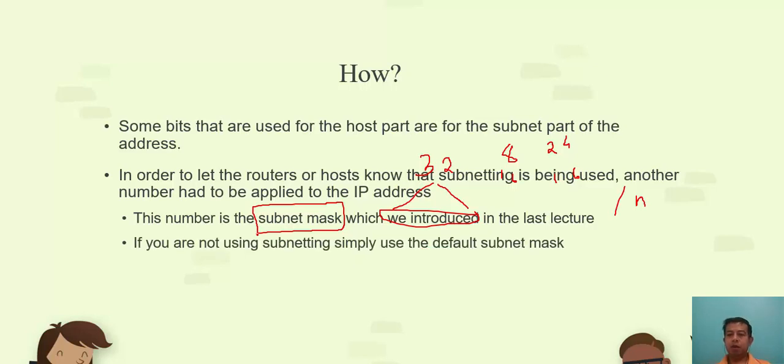Now if you do not want to create subnets, if you want to leave the network as it is, you simply buy an IP address, connect the hosts and create one single network, without subnetting. But because you cannot use an IP address without a subnet mask, you have to give a subnet mask. So in case you do not want to create subnets, you simply use the default subnet masks. Remember, there are certain default subnet masks, and whenever you use the default subnet mask, it means that you are not creating any subnets. But when you create subnets, your subnet mask changes. How does it change? We'll see the process now.